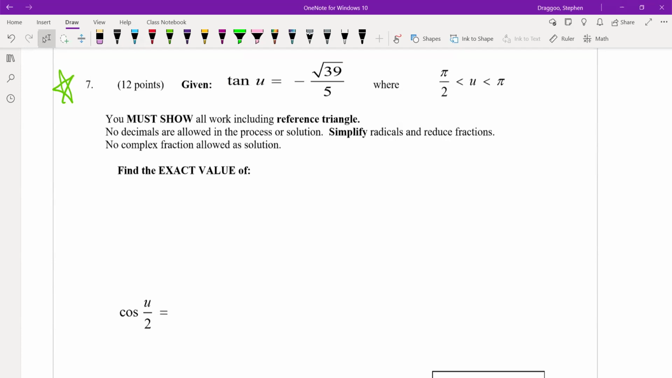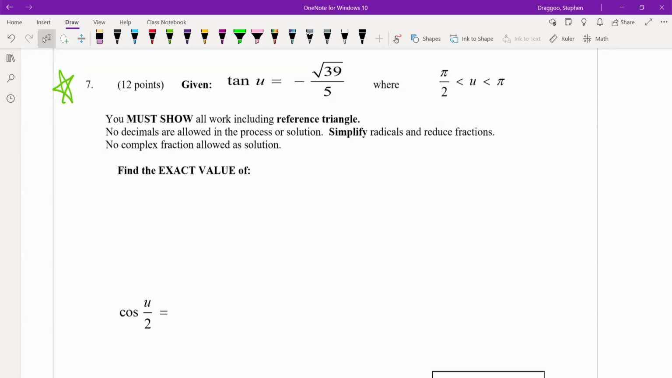So what do we need here? Tangent of u is equal to some number. We get an inequality for u, and we're going to try to solve cosine of u over 2. So it's going to be needing a half angle formula for cosine in order to solve this one out. And in order to solve that half angle, we're going to need a reference angle for u. So that's where I'm going to start. Get a reference angle going for u.